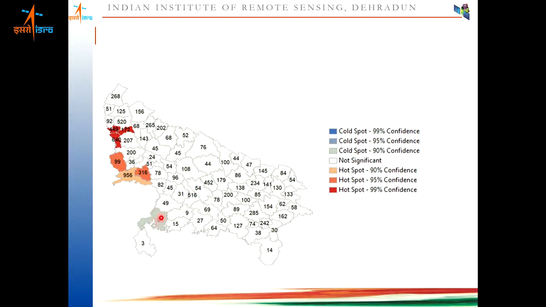This one is a cold spot with 90% confidence. 90% confidence means z score is less than minus 1.68. Also, cold spot means a low value polygon should be surrounded by lower values. So the value is 51 and it is surrounded by lower values 3, 15, 9 and 49. That is why this is flagged as potential cold spot with 90% confidence.